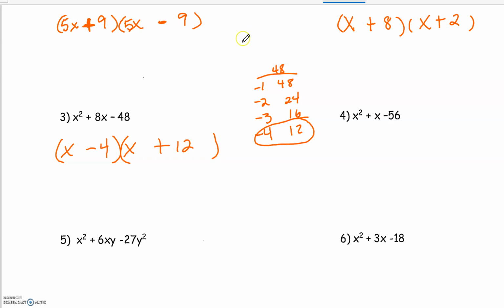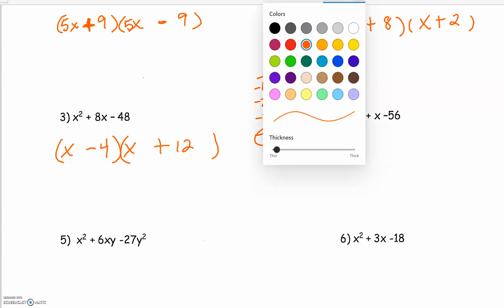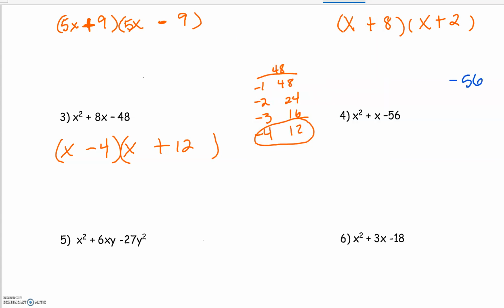What about negative 56? What multiplies to get negative 56 and adds to get 1? So 1 and 56, 2 and 28, 7 and 8. Oh, 7 and 8. If I make the 7 negative and the 8 positive, that would give me negative 56 when it multiplies, and it would add to get a positive 1. So x minus 7 and x plus 8.